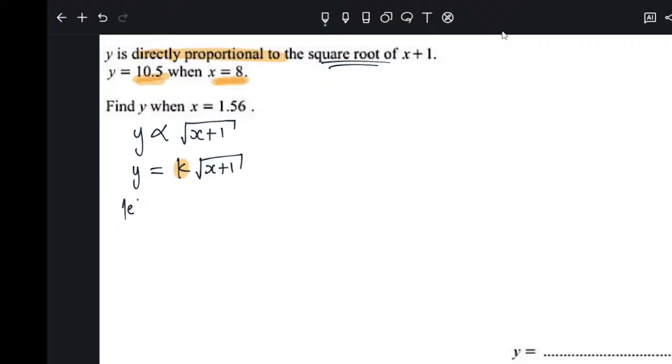So you say let y be equal to, yes, you can ask the question. Somebody wants to ask a question? No question? All right, so y will be 10.5 and x will be 8.